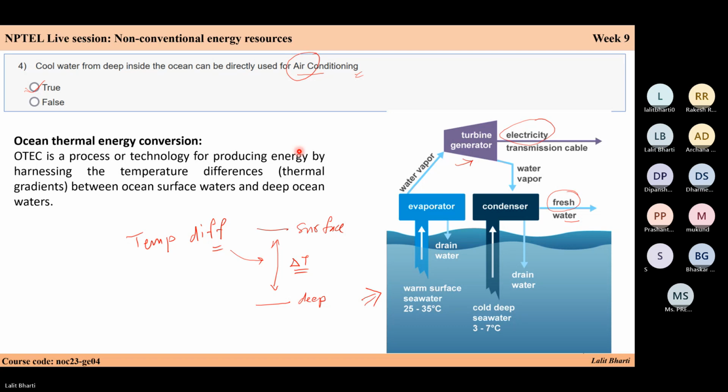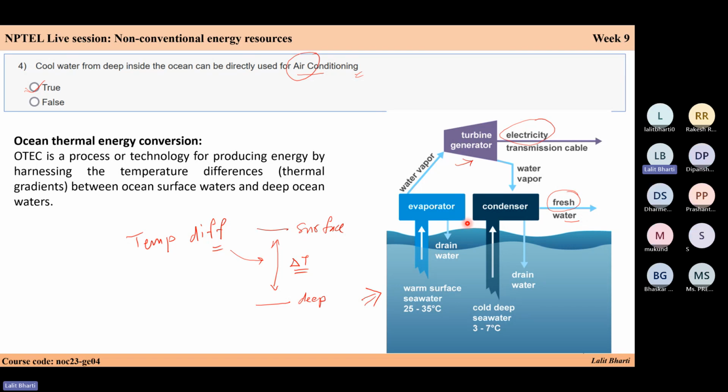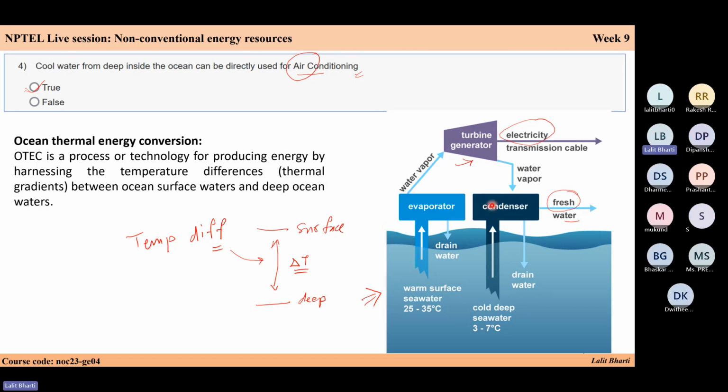So here you can say that yes, cool water from deep inside the ocean can be directly used for air conditioning. So if you take this water and use it, it can be used in that manner. So this statement is true. This is a very vague question, but we will see very specific questions on this OTEC system. So the main point to note here is how the OTEC system works.